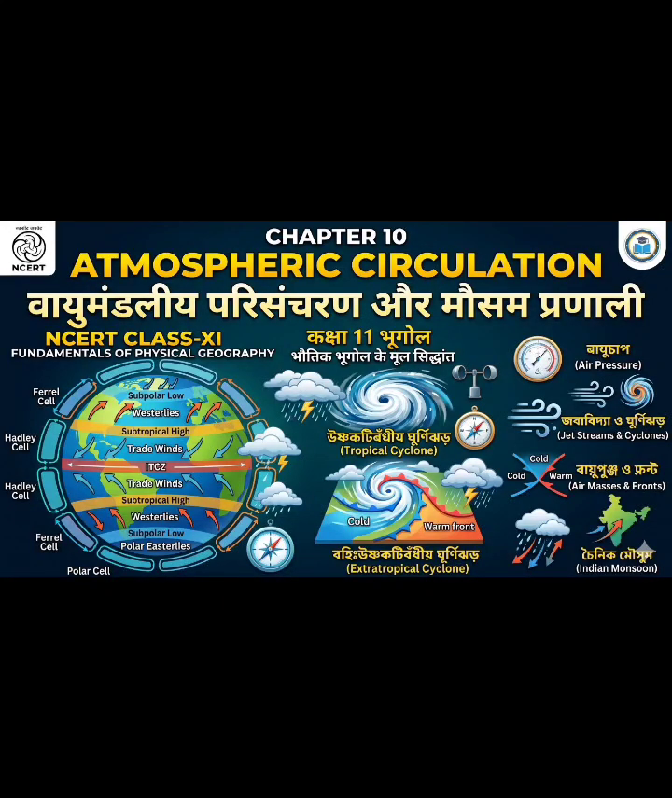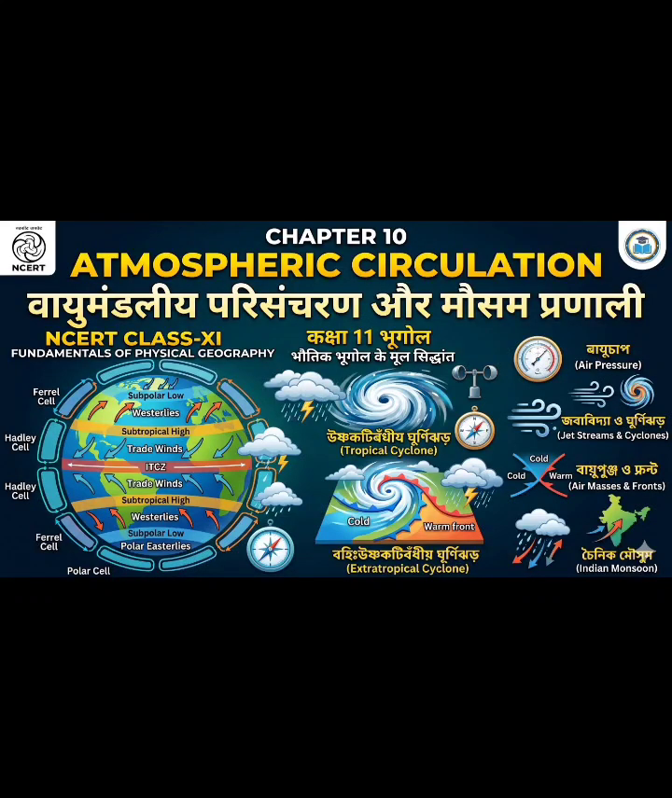Figure 10.1 shows the pattern of isobars corresponding to pressure systems. A low pressure system is enclosed by one or more isobars with the lowest pressure in the center. A high pressure system is also enclosed by one or more isobars with the highest pressure in the center.